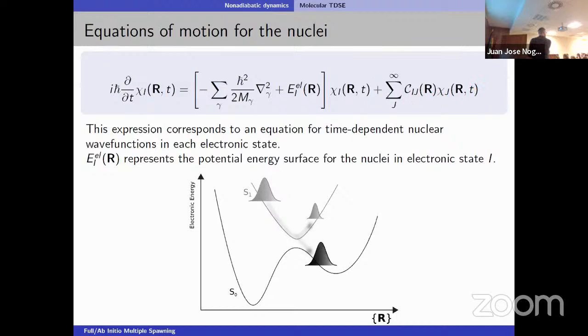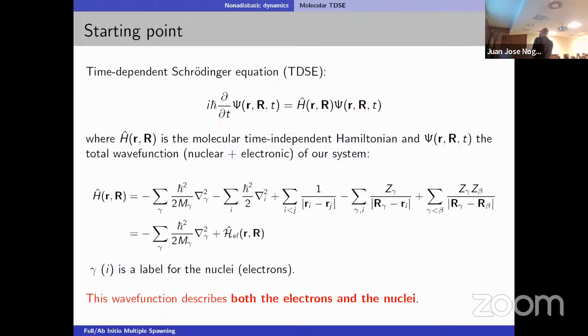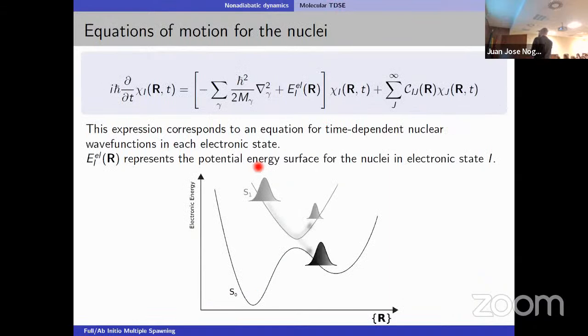So we replace the time-dependent Schrodinger equation, this equation here for the full molecular wave function, by something that now looks like that. But what it tells you here is that we now have nuclear wave functions evolving on potential energy surfaces, and this term that you have here is the term that will transfer amplitudes, nuclear amplitude, from one electronic state to the other. As you can see, it is a term that depends on two different electronic states, I and J.